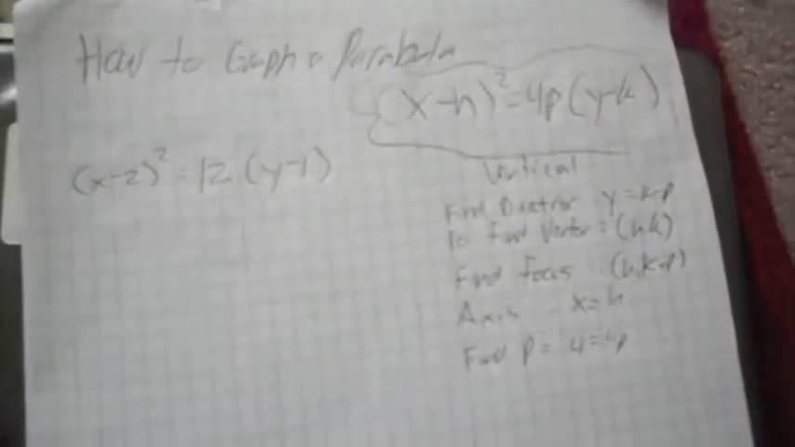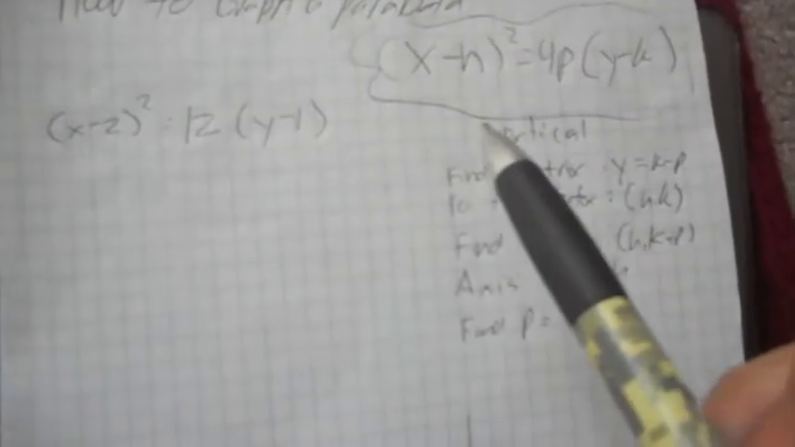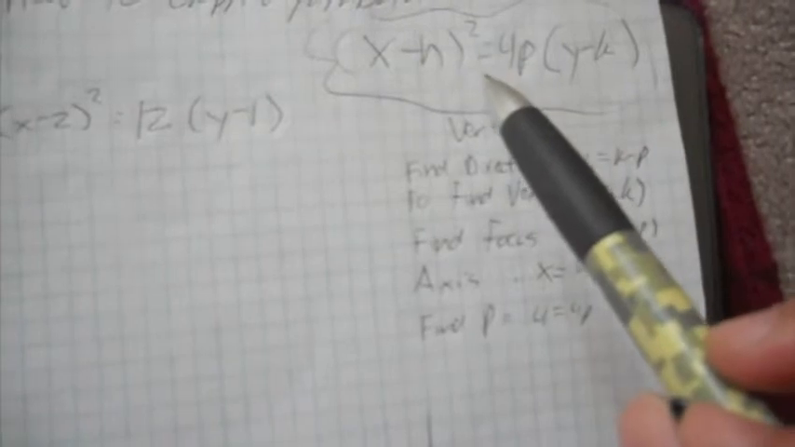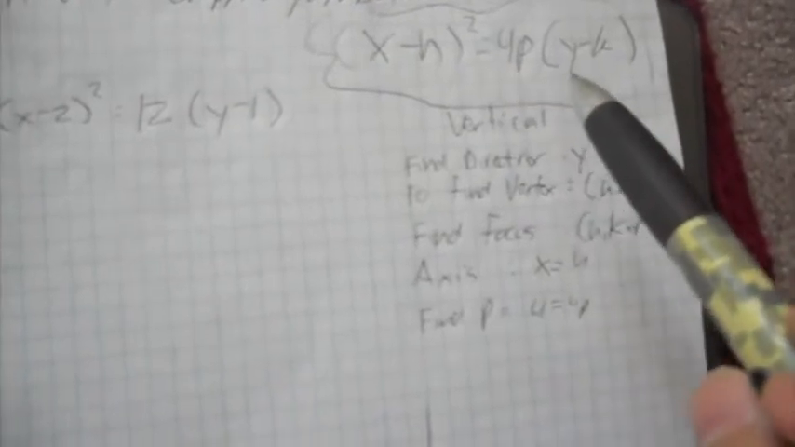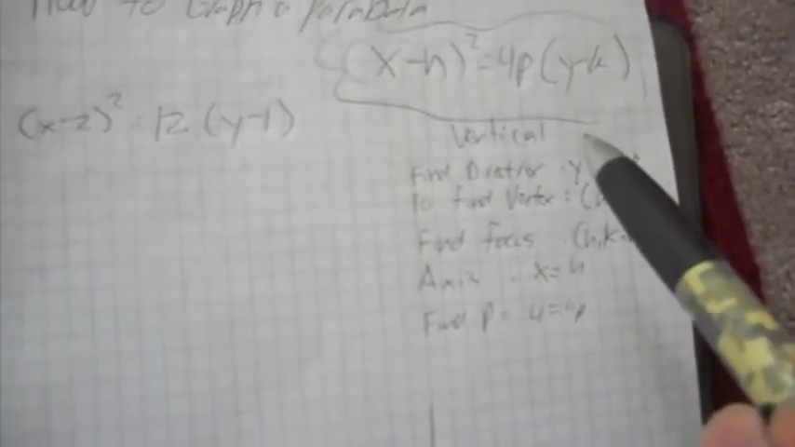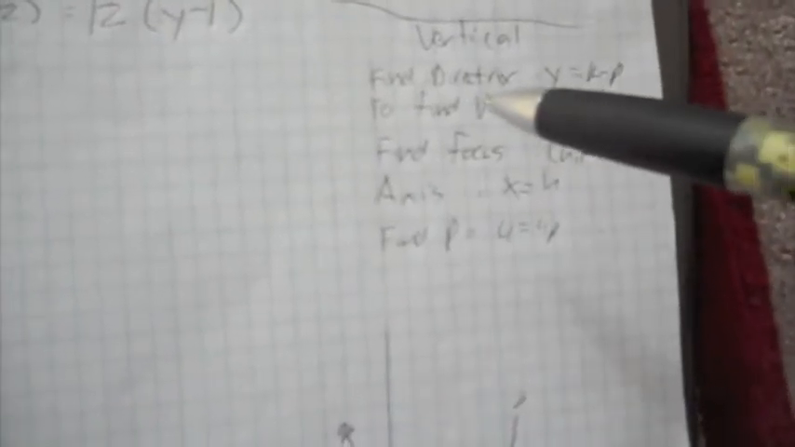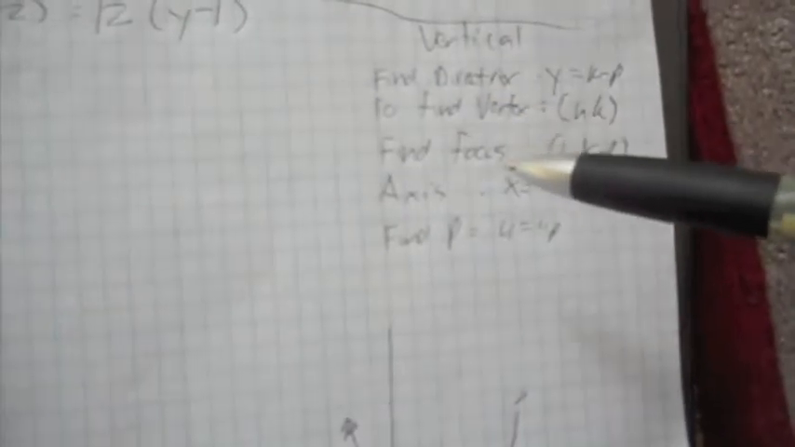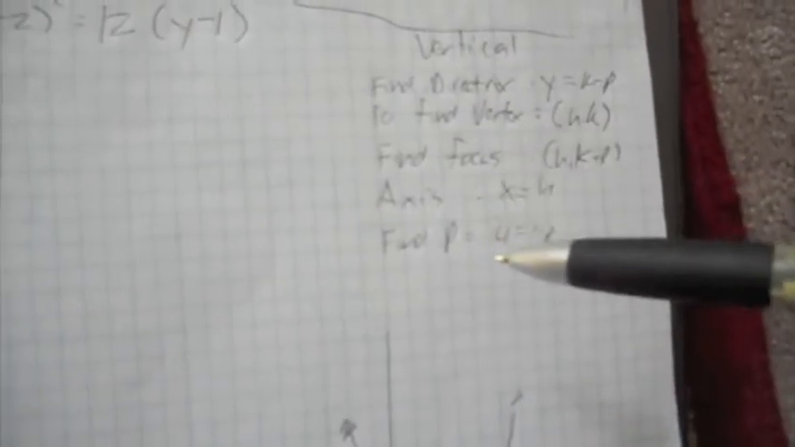Okay, so this is how to graph a parabola. And the equation for a parabola is (x minus h) squared equals 4p times (y minus k). And here are the things that you need to find to graph a parabola. Listed here are the directrix, vertex, focus, axis of symmetry, and the p-value.